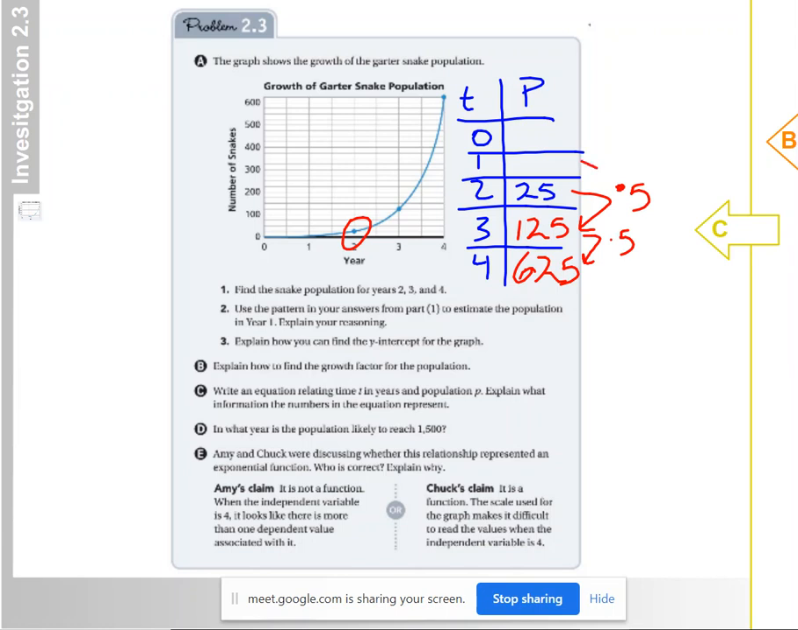So working backwards, how many snakes were there after year number 1? 5. How many snakes were there after year 0? How many snakes were there? 1. There's 1. So what can we say about that snake that was introduced into that area? That it was the first snake.